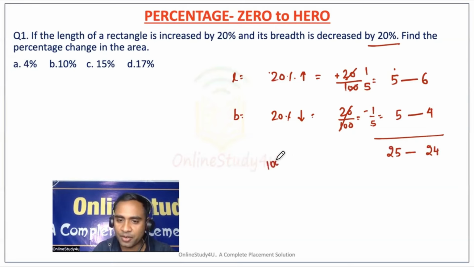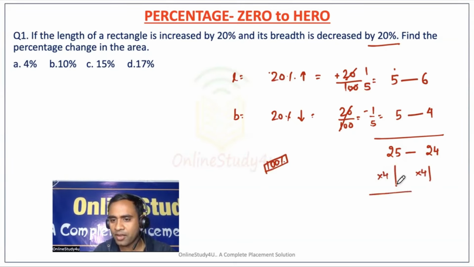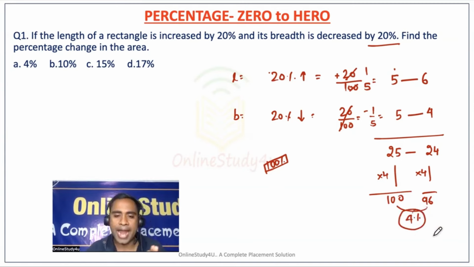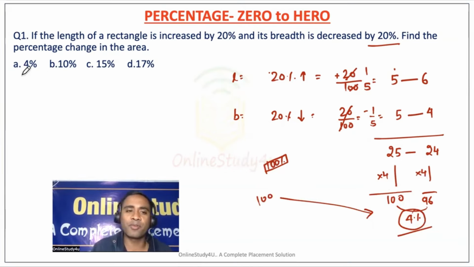But percentage will always be calculated on 100, so try to make it 100. Multiply by 4 here, multiply by 4 here. So it is 100 and it is 96. So here the difference is 4. And when your base is 100, you can directly say, sir, it is 4%. See how I am directly writing 4%, because the base is 100. So I will tell you multiple ways to think and solve the problem.